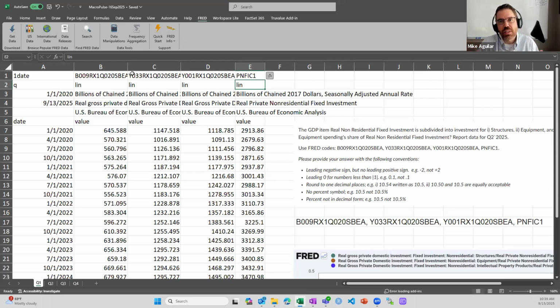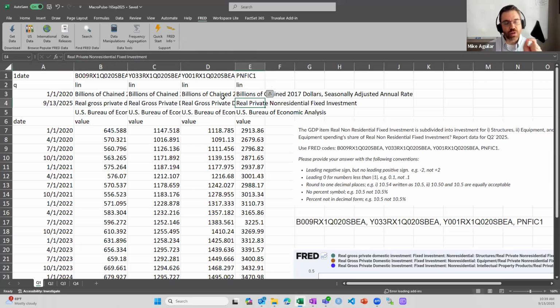You can pick whatever date you want as long as you encompass that. I picked back to the Q1 of 2020. You can do whatever you want there. You can leave A4 blank because it's going to give you whatever is the most recent, which at this point is Q2, which is what you need. Once you get those written up, get data. And when it all populates, you will get the identification of each of those tickers: structures, equipment, IP, and that's your total.